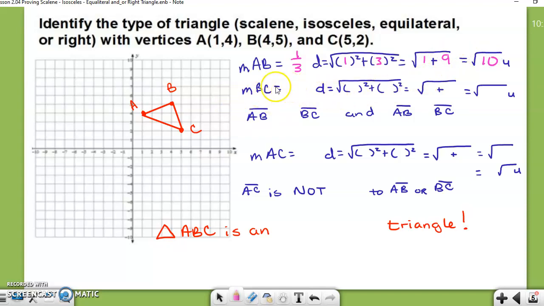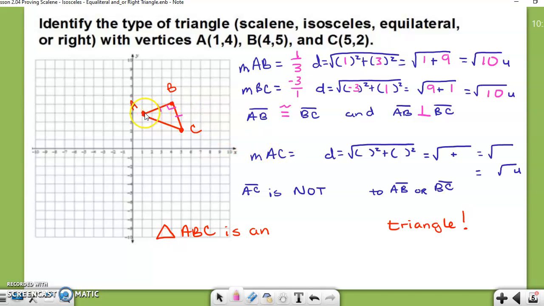Okay, I'm going to look at BC. I drop 3 and I run 1. Put those slope values into my distance formula. I find out that, okay, AB and BC are congruent. They have the same length. But also, I notice that their slopes are opposites. One's positive, one's negative, and they're reciprocals. So they're also perpendicular. So I know AB is congruent to BC, and I know these form a right angle. All right, so now I just got to look at AC.